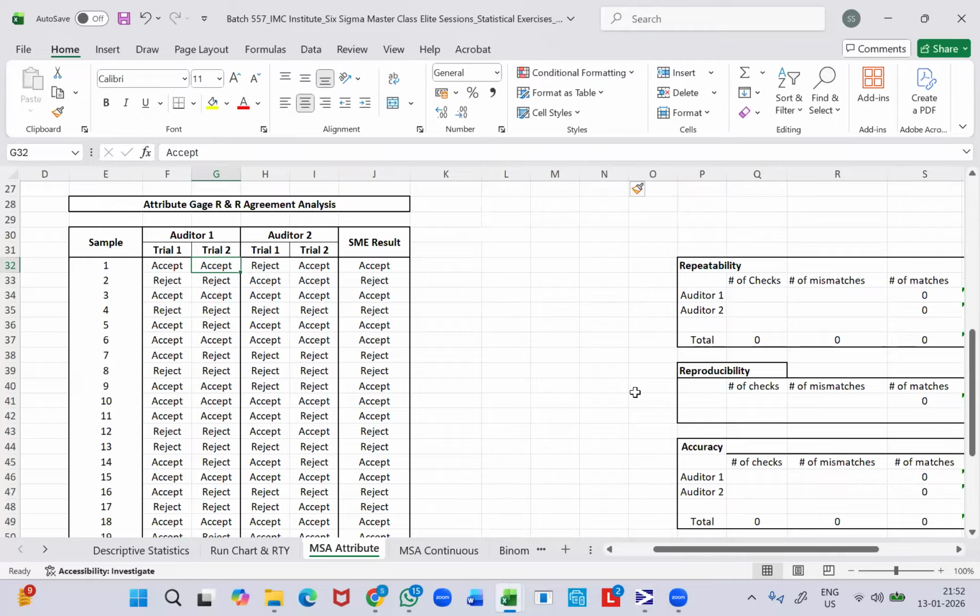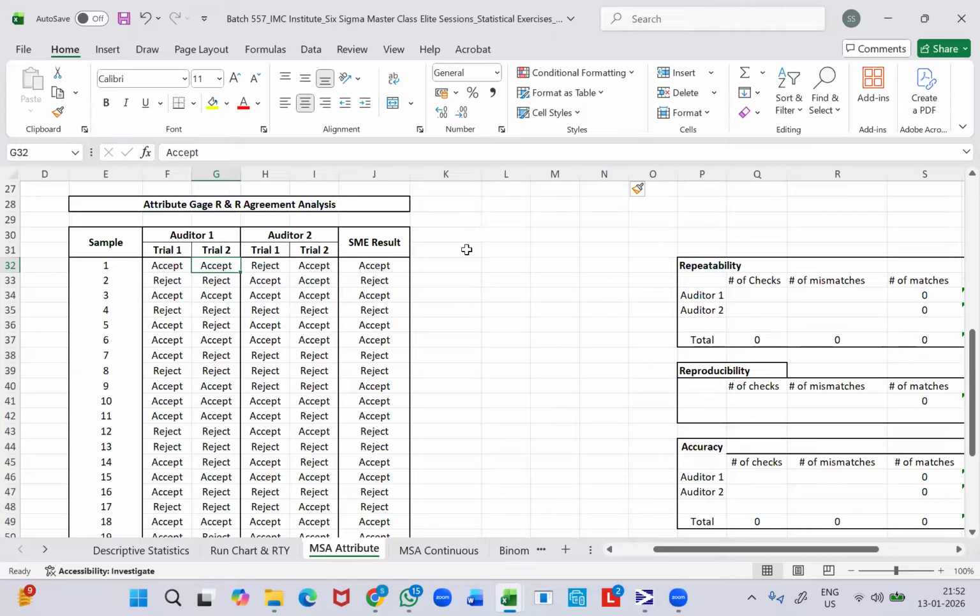Reproducibility is to what extent the multiple auditors are able to reproduce the results given by the others, right? So an auditor being able to reproduce the results given by the other auditors is what we would measure as part of the reproducibility metric. So any variation or mismatch would constitute reproducibility variation. And accuracy, as I told you, will compare the auditor results with the SME result.